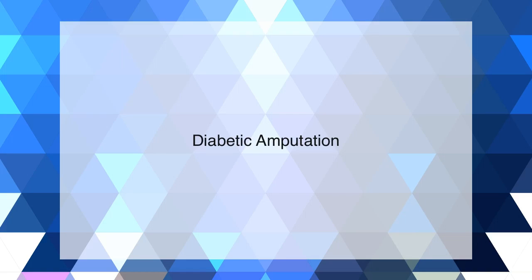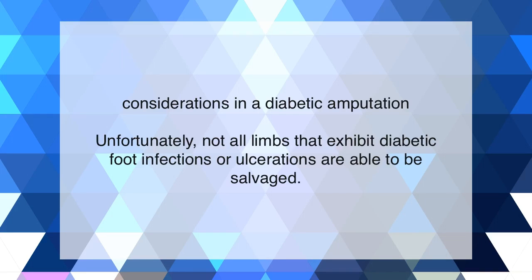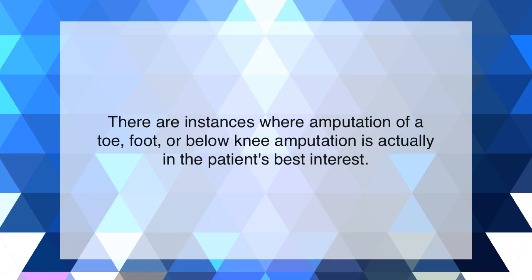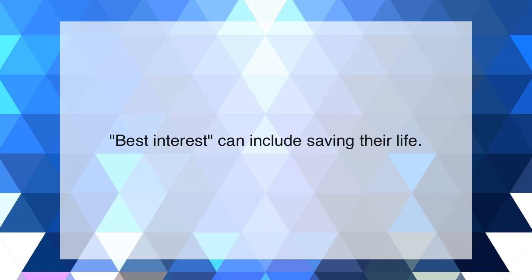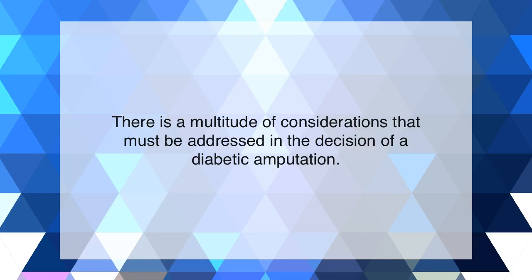Diabetic amputation. Considerations in a diabetic amputation. Unfortunately, not all limbs that exhibit diabetic foot infections or ulcerations are able to be salvaged. There are instances where amputation of a toe, foot, or below-knee amputation is actually in the patient's best interest. Best interest can include saving their life.